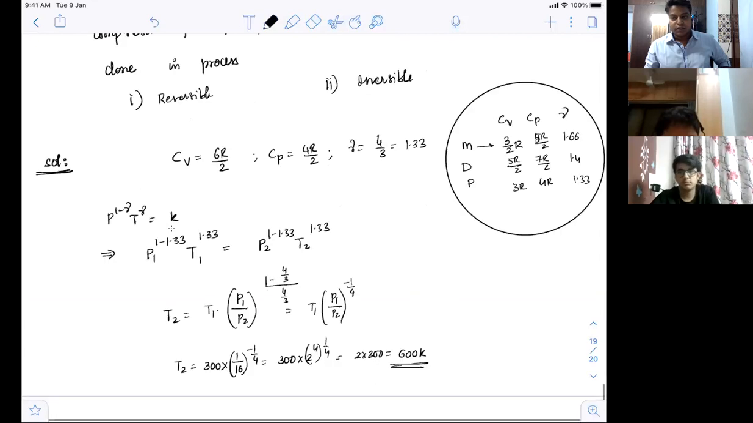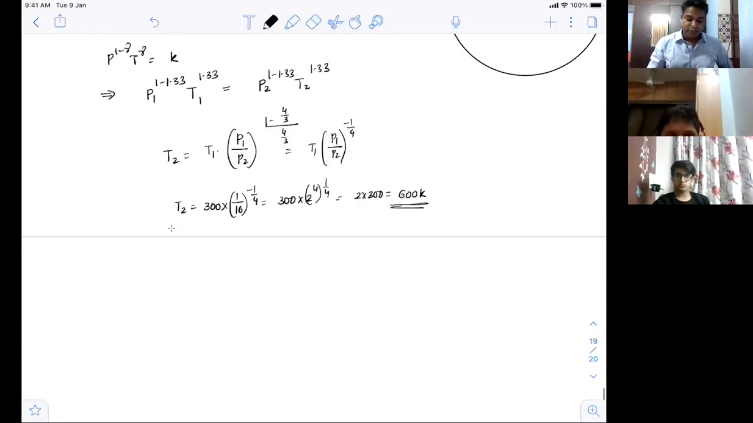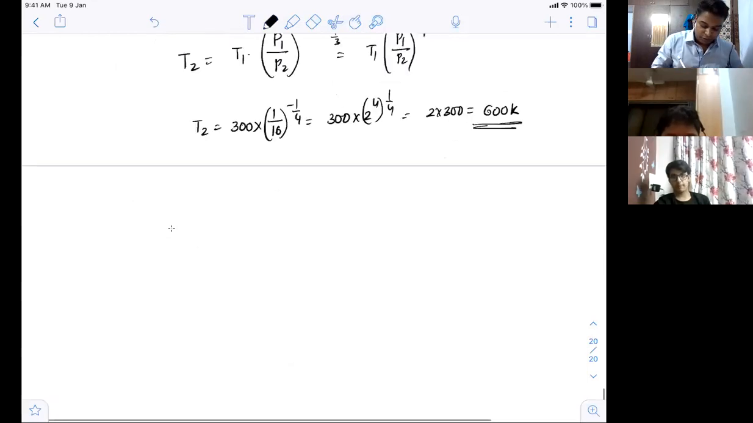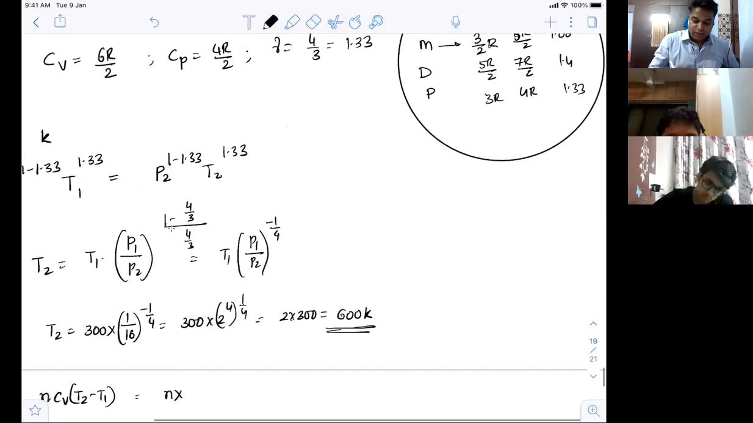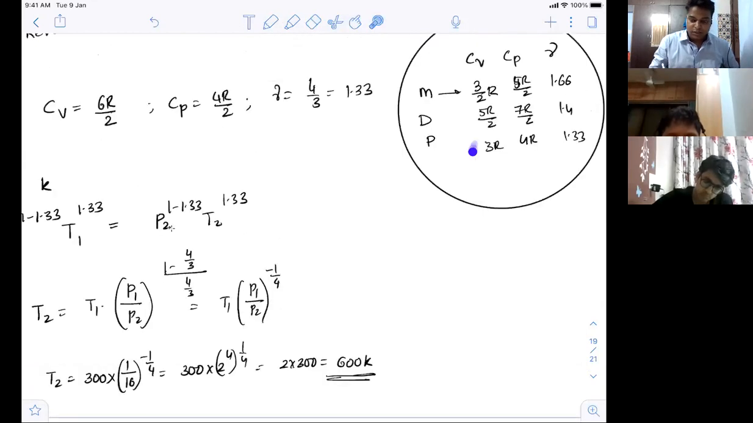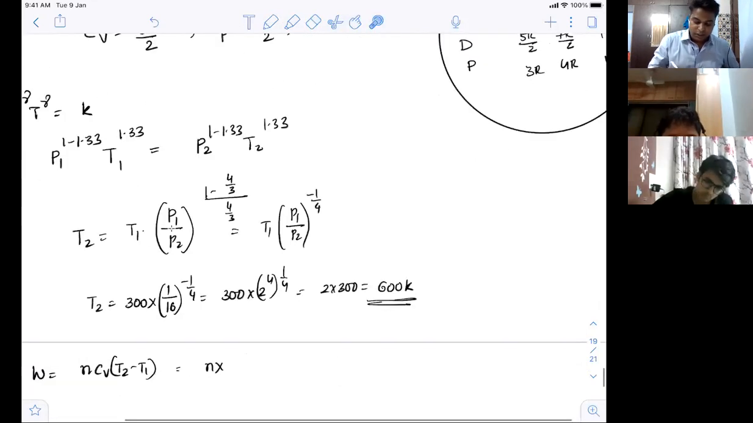Clear? So we got the temperature. Once you get the temperature, can we calculate the work done? Work can be written as nCv (T2 minus T1), which is equal to n into Cv. What is its value? 3R. Just now we have checked it. So it is 3R.